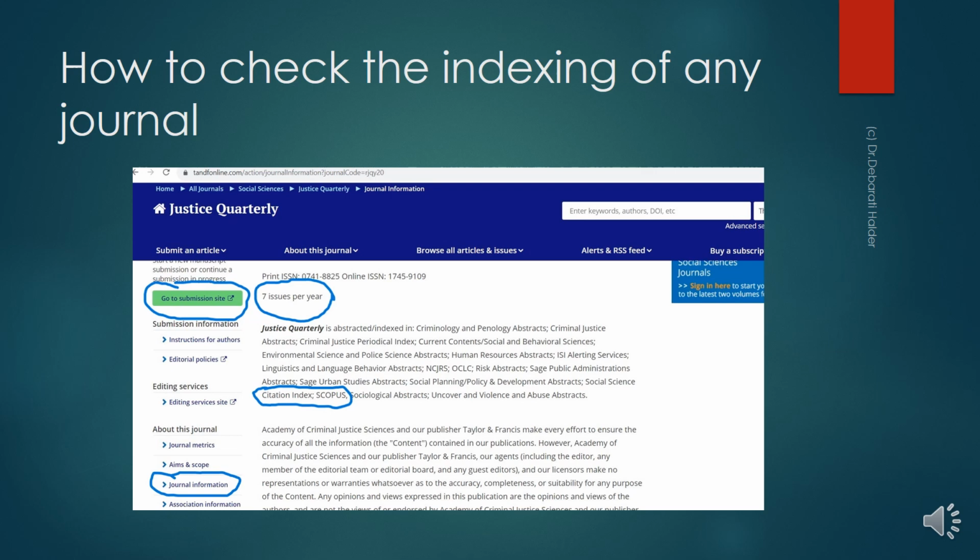Just below this, you actually have to go to the about-the-journal page. There itself, you will see the indexing of the journal, or for example, journal metrics, etc. So here you can see Justice Quarterly is indexed in many indexes. For example, it is indexed by Sage Public Administration Abstracts, Sage Urban Studies Abstracts, Social Planning Policy and Development Abstracts, Social Science Citation Index, Scopus, Sociological Abstracts, Undercover and Violence and Abuse Abstracts, etc. And by this, you will see whether this journal is indexed in Scopus or in Web of Science, etc.